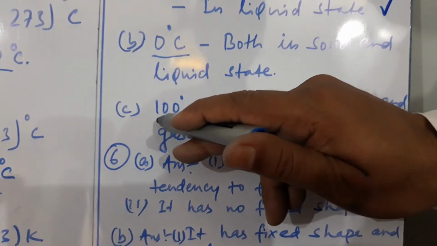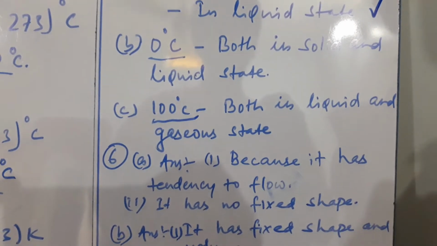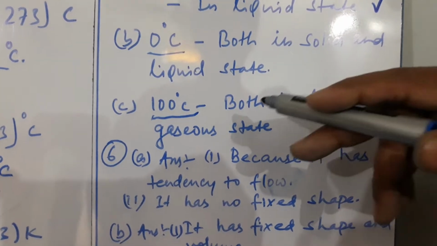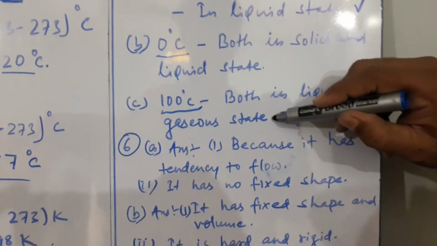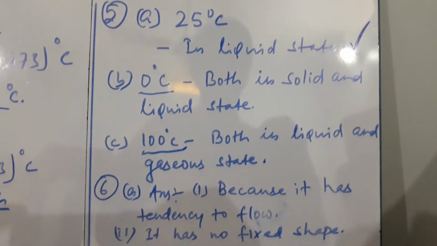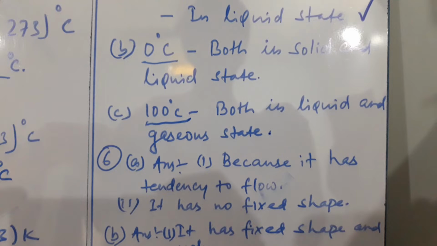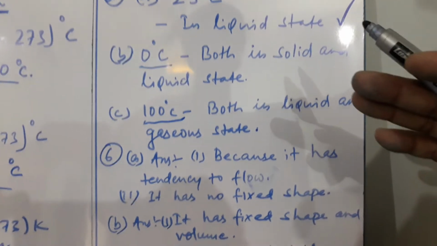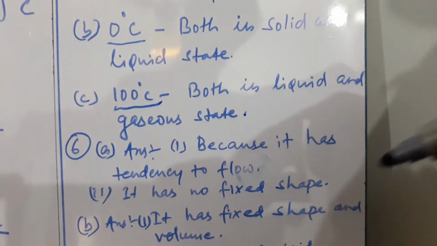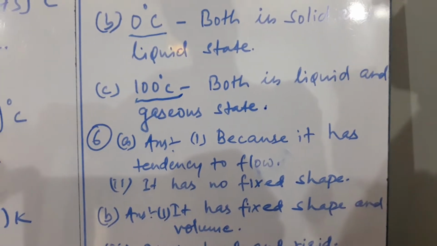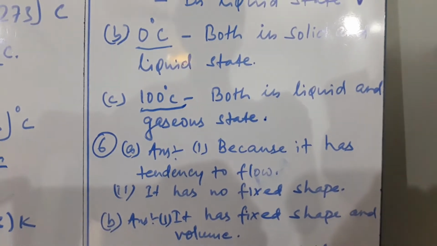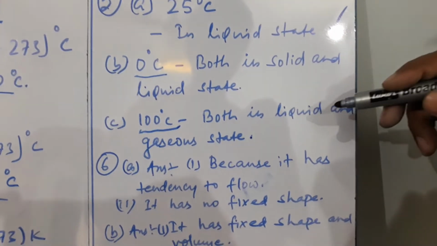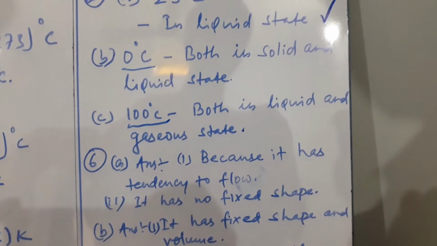Similarly, in the third case, at 100 degrees centigrade, here also water is present in both liquid and gaseous state. See how? Because we know water starts boiling at 100 degrees centigrade. The part of water which has no latent heat of vaporization will be in liquid form, and the part of water which has latent heat of vaporization will be in gaseous form. So at this temperature also water is found in both states, liquid as well as gaseous.